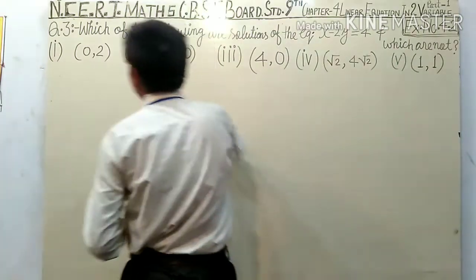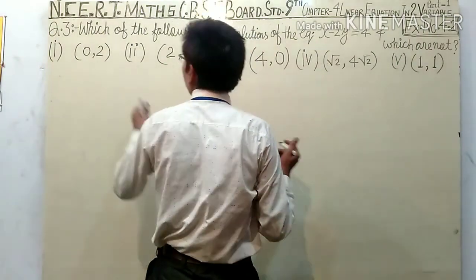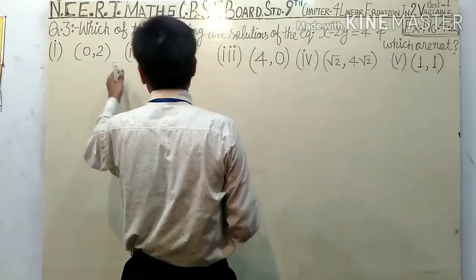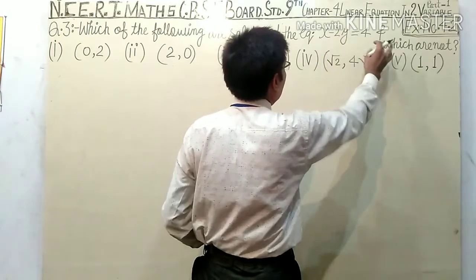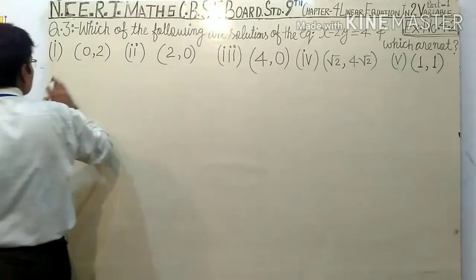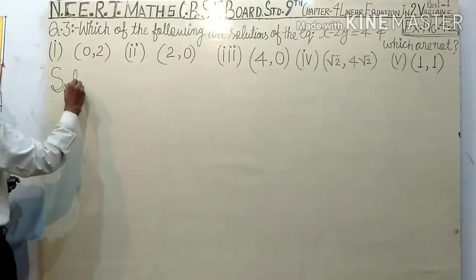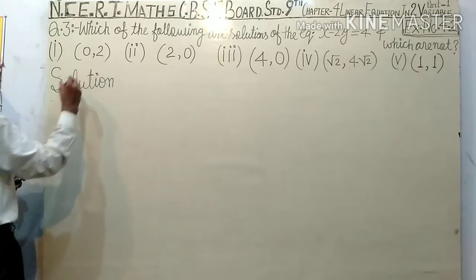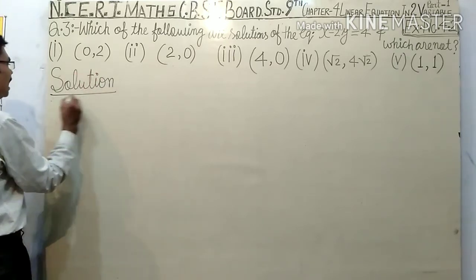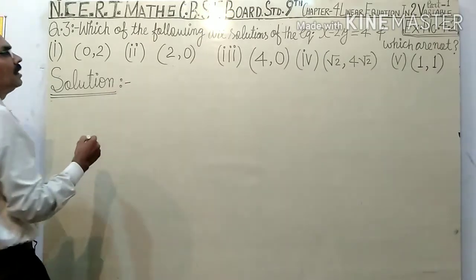We have been given 4 options to choose which are the solutions and which are not the solutions of equation x minus 2y equal 4. So we start from the word solution, and students, we are not going to put each value. It will take a long period of time, so you may use this technique.